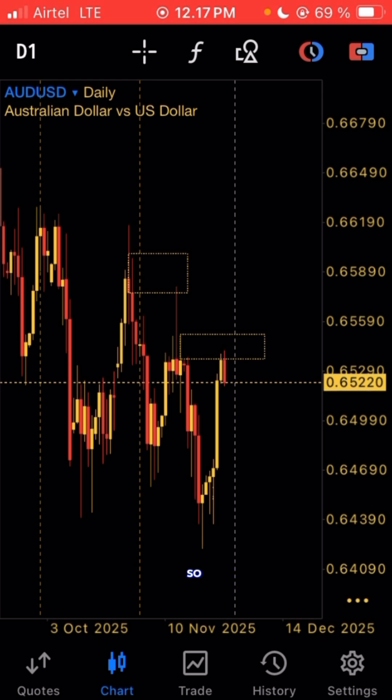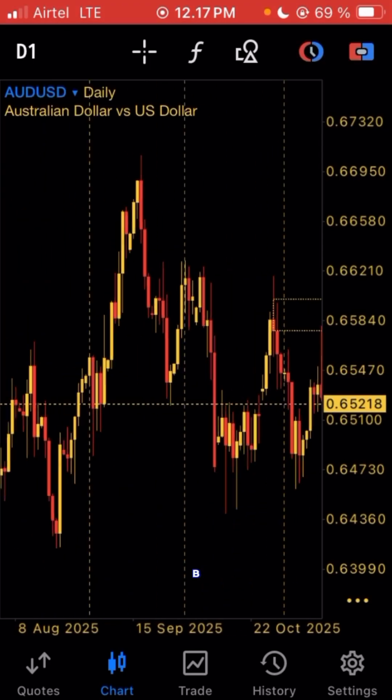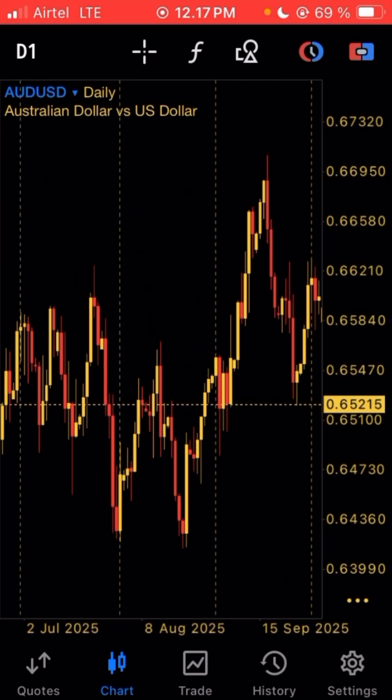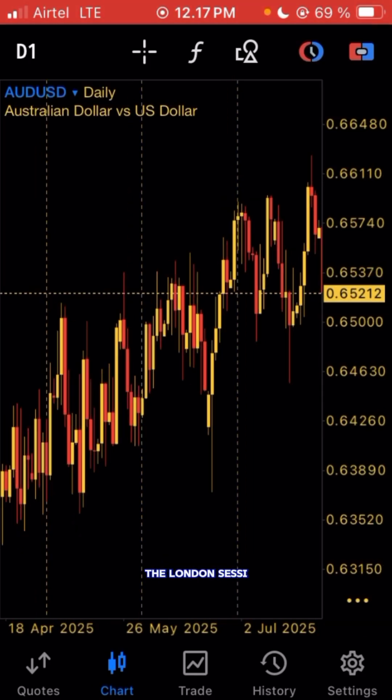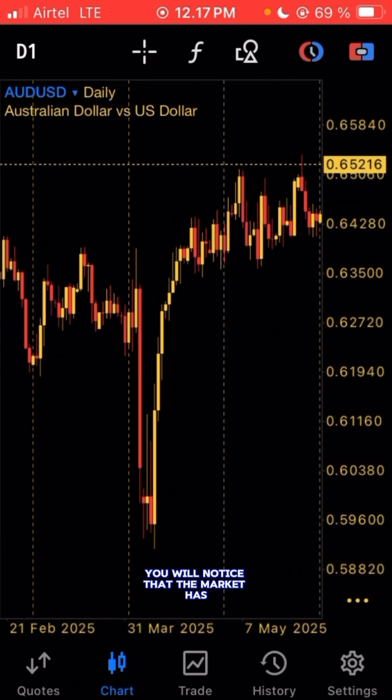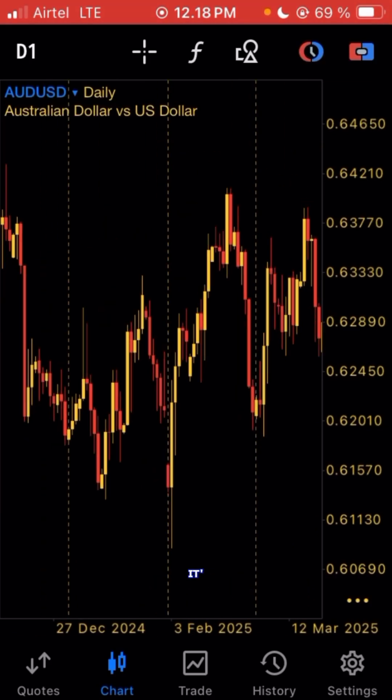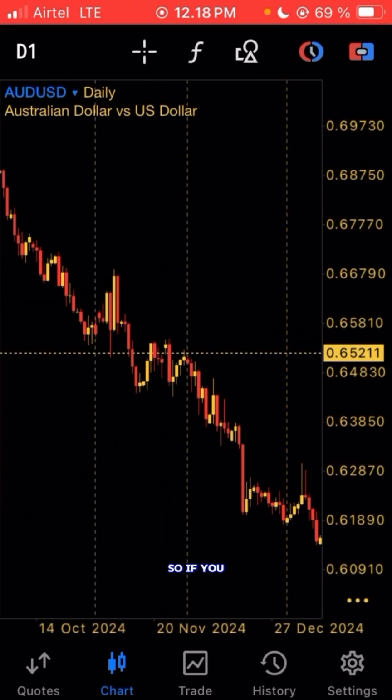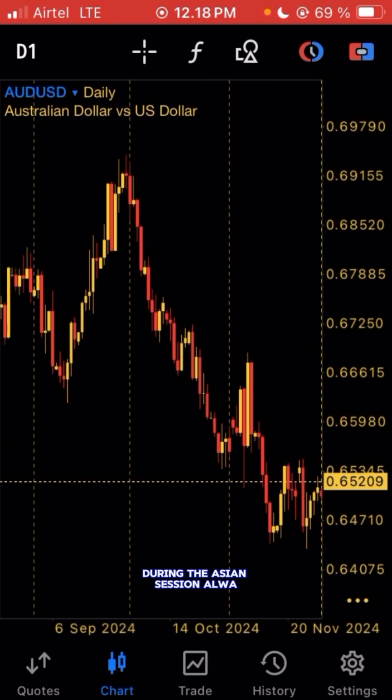Whatever pair you want to trade, AUD JPY, AUD USD, AUD CHF, or any other pair of your choice, remember, AUD must be included. But in my case, the recommended one, because of the low spread, or depending on the broker you're using, and the volatility during that time, if you look during the Asian session, you will notice that the market always moves, it always has that momentum you need. So if you're looking for a pair that is very smooth during the Asian session, always go for AUD USD. Let's move on to the next one.